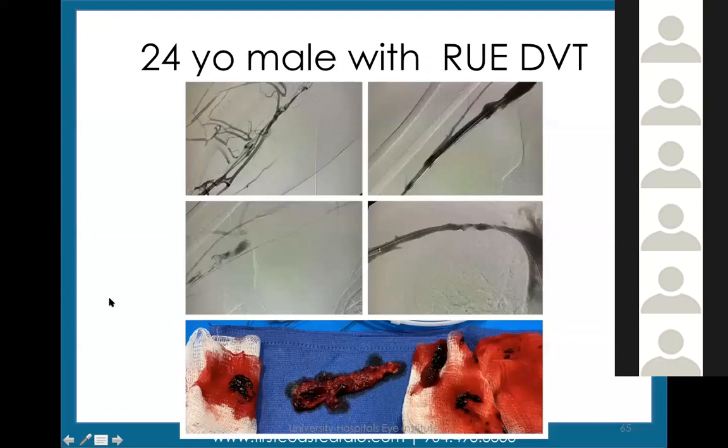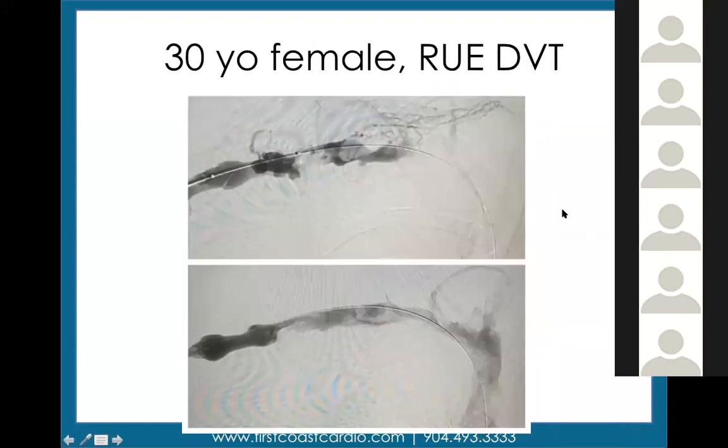What about right upper extremity DVTs? This is the 24-year-old man, also came with right upper extremity DVT. We used the Penumbra device here, which is a smaller device, and we debulked a lot of the thrombus, and his edema markedly improved. And we saw him in clinic actually last week. He's being set up for first rib resection.